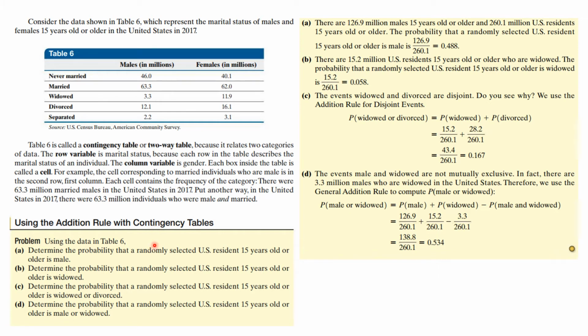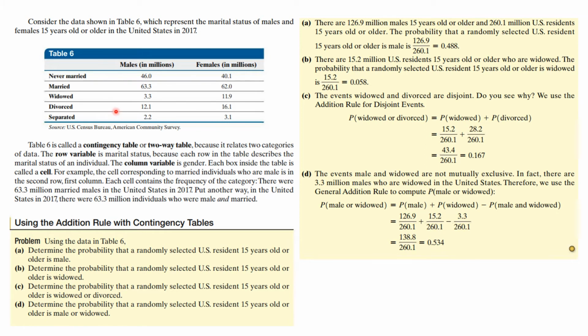And so what we're going to do is we're going to look at this table, and just to describe something here, if we say what's the probability that males were married, or how many people are there, well, you would look at married and males, and there would be 63.3 million males that are married. Okay, but we're going to use this contingency table to answer these questions. So determine the probability that a randomly selected U.S. resident 15 years or older is male.